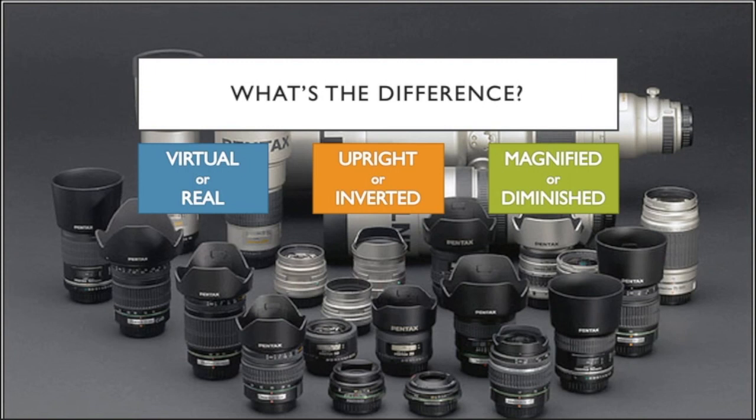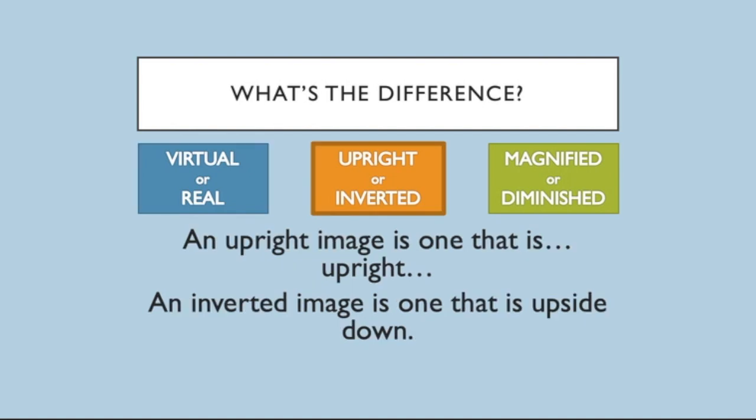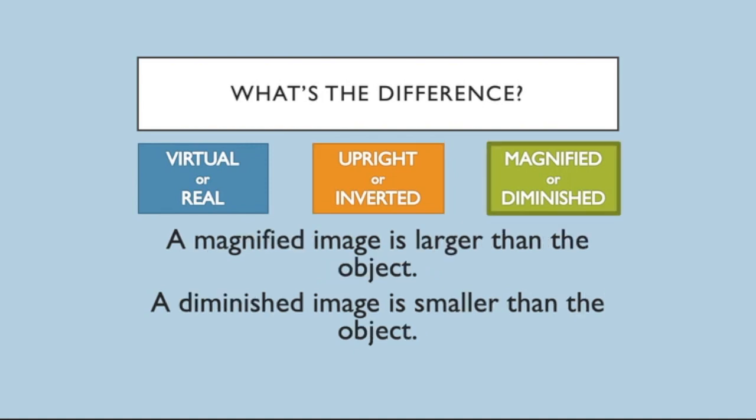We've looked at what the terms virtual and real are before, so let's see if you can remember that. A real image is one that can be projected onto a screen, and a virtual image is formed where the rays appear to come from, for example behind a mirror. An upright image is one that is upright, and an inverted image is one that is upside down. A magnified image is larger than the object, and a diminished image is smaller than the object.